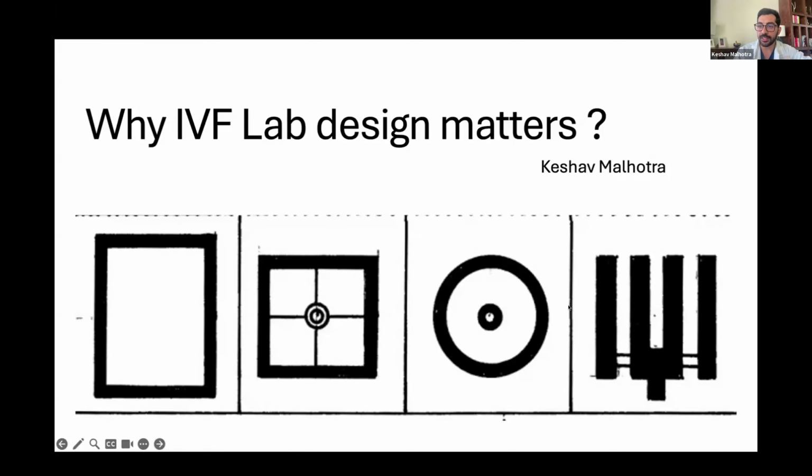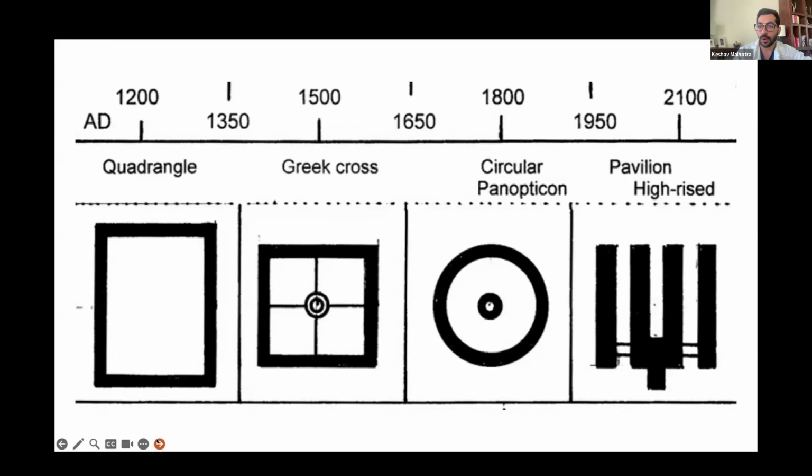Now, these four diagrams that you're seeing today show how hospital design has evolved throughout the few centuries. We started with a quadrangular design from the 1200s, to a Greek cross in a square, to a circular design. And now we have our high-rise pavilion designed hospitals.